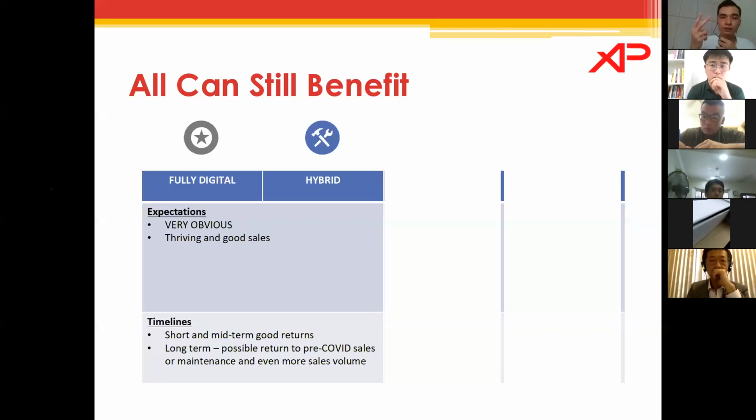If the consumer behavior reverts to normal, the marketing cost will shoot up probably 2 to 3x more, and then sales volume will drop immediately. And if they were not positioned to replace that number of sales that they experience right now, that's going to be bad for them. But it's pretty obvious right now. It's still good for fully digital and hybrid business. Okay. And then the next one.